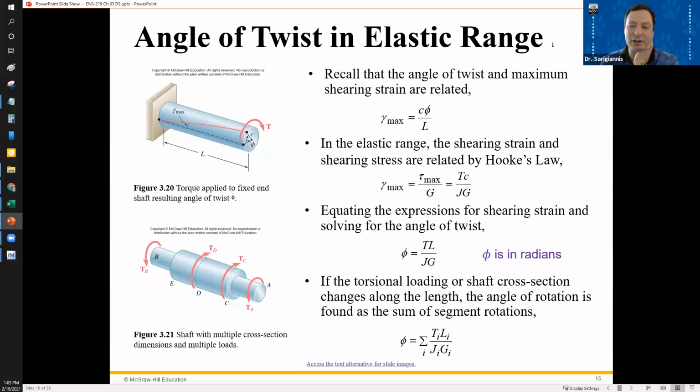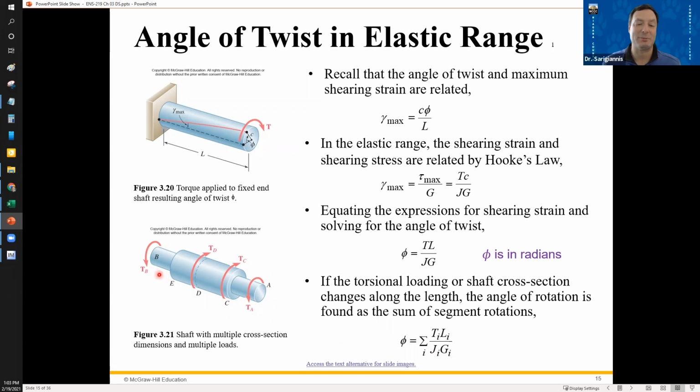So let's see, torsional loading changes along the length. This is just saying, remember the angle of twist depends on length. So if you have a length of a shaft that has different cross sections, and also different torques going on, you can find the angle of rotation as the sum of all segment rotations.